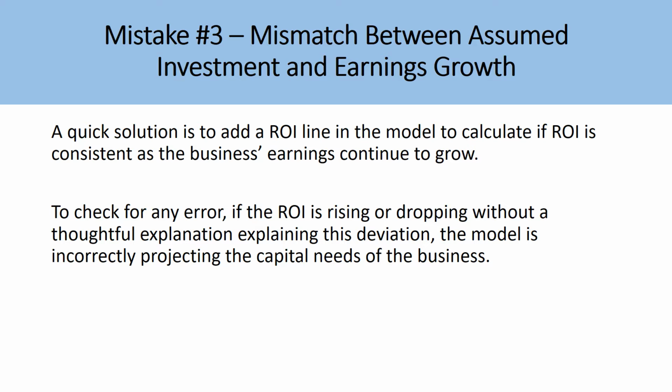To check for any error, if the ROI line is rising or dropping without a thoughtful explanation explaining this deviation, the model is incorrectly projecting the capital needs of this business. So let's pause and go over this once again. Mistake number 3 talks about how some analysts, when they're projecting the investment, the capital expenditures line in their discounted cash flow model, usually under project.